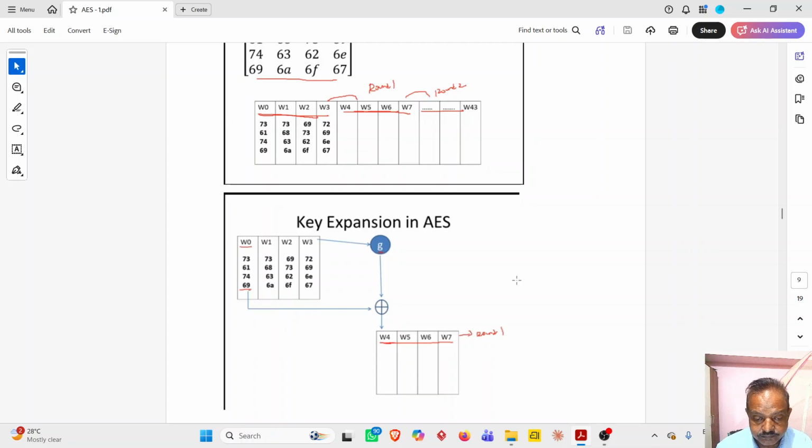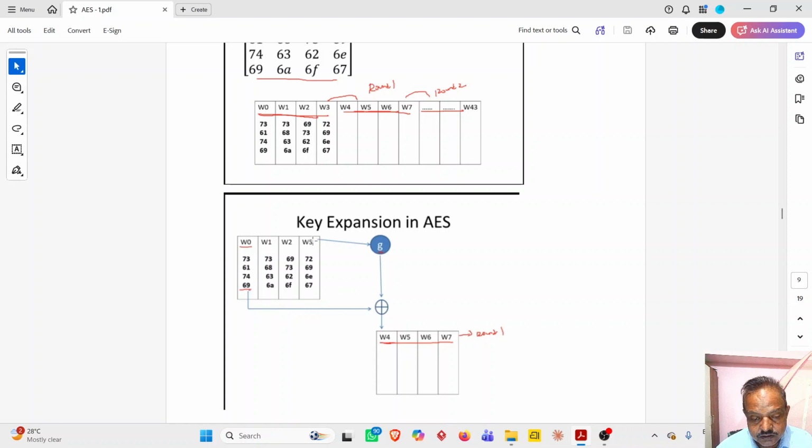What happens here? Here, we apply a function g. What that function is, I am also going to explain. So g of W3. What is W3? W3 is 72, 69, and all the elements are there. So this is g of W3. What is the value? The output comes here. And we take its exclusive OR with the value of W0. See here, W0, what is there here? 73, 61, 74 and 16.